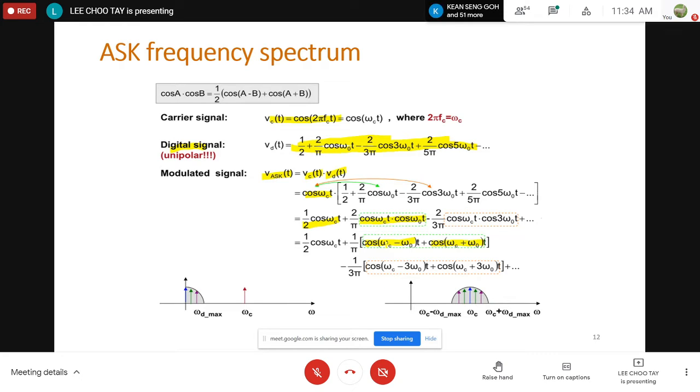So this will give you two side bands. And the next product will give you another set of two side bands. Yeah, that's how you end up having a double side band here on this side as well as on this side after the multiplication. This is a very much simplified frequency spectrum plot now. Okay, so that is for ASK.